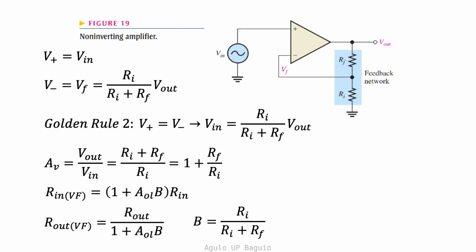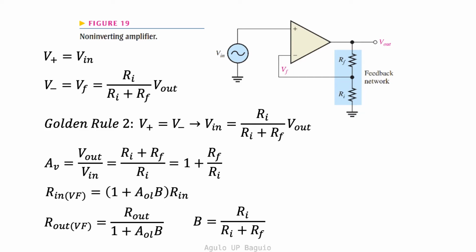According to golden rule number 2, the output will do whatever it can to make the inputs equal to each other. Since the voltage gain is defined as the output voltage to the input voltage, then the voltage gain is given by the equation shown. This type of amplifier circuit is called the non-inverting amplifier. You can control the gain based on the values of the resistors used in the feedback network.